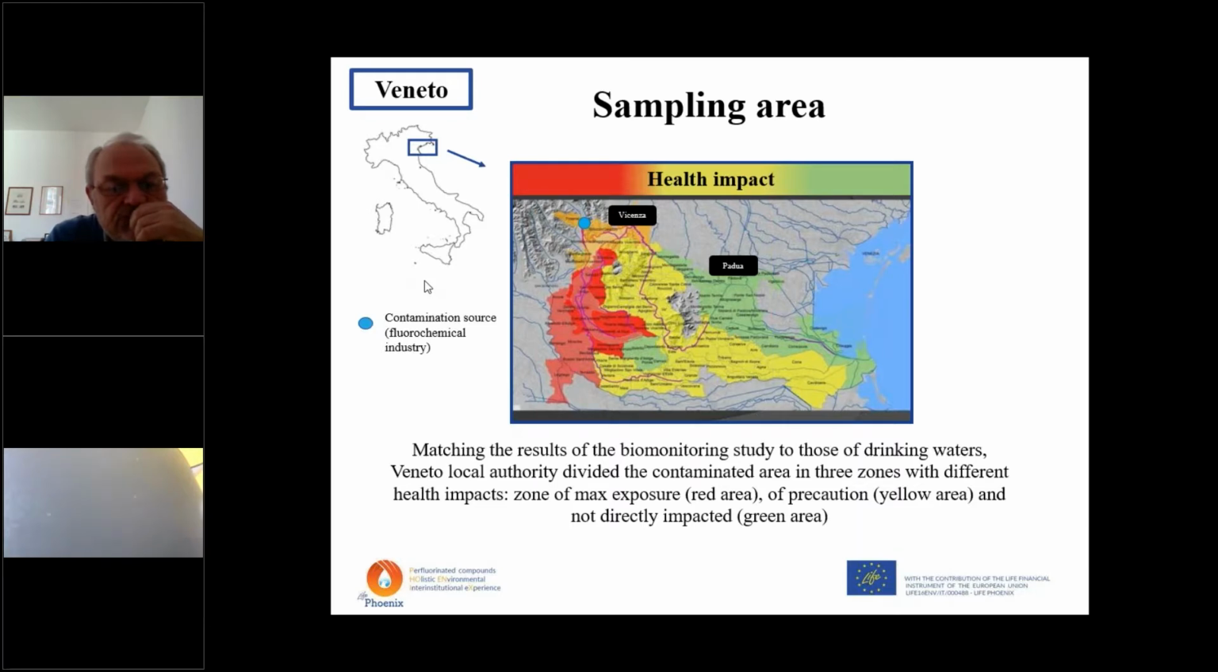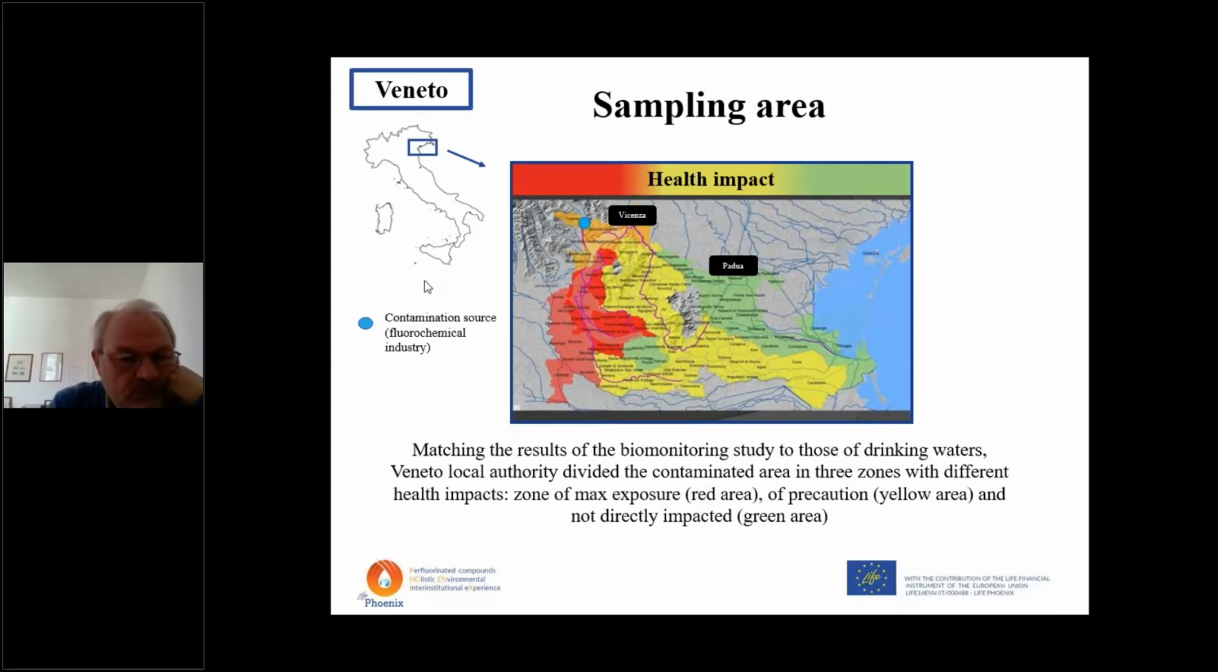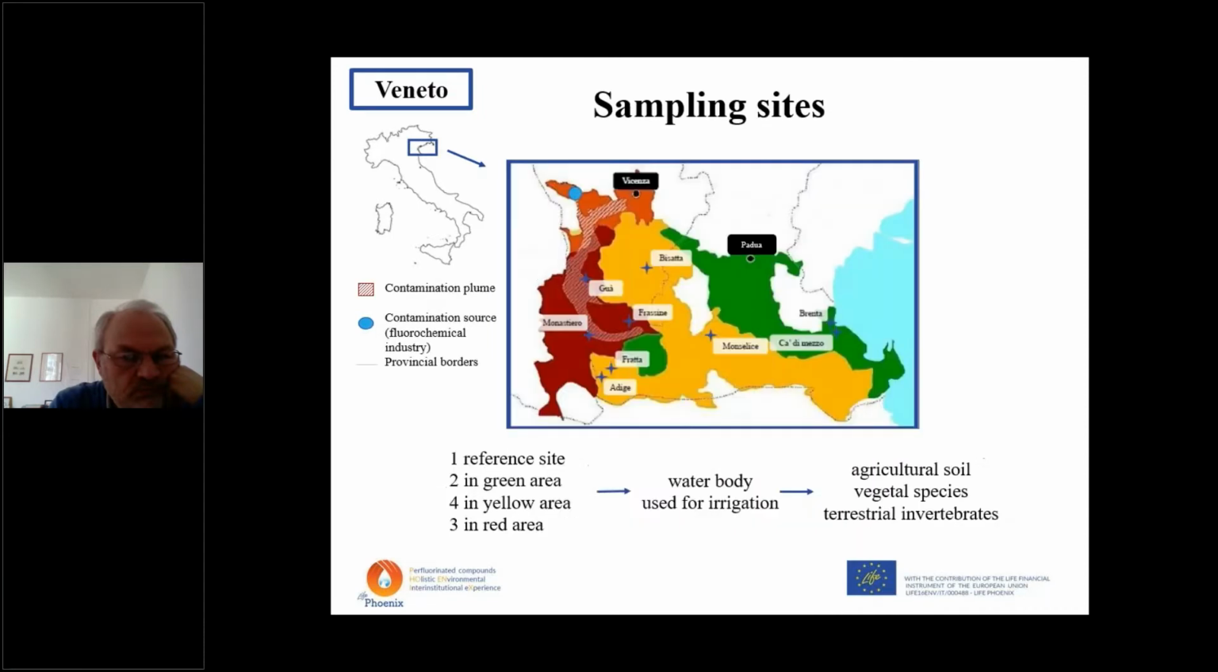Here you can see the red area, the area of max exposure, the yellow area, the area of precaution, and then the green area, that is an area not directly impacted. In these, 9 representative sampling sites have been selected, and a reference site located north of the impacted area has also been included. All sampling sites were characterized by the presence of a water body used for irrigation, agricultural soil, vegetable species, and terrestrial invertebrates.